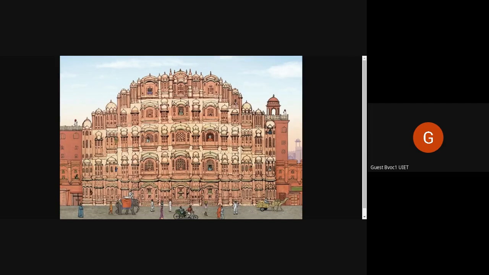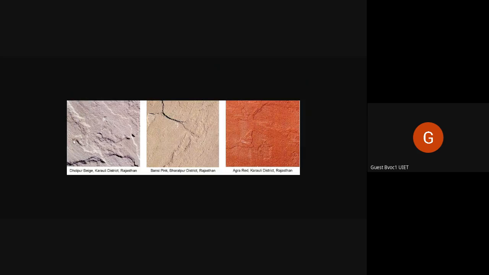And sandstone is available in beige color, pink color, and red color. In Dholpur, in Karauli district in Rajasthan, you'll get beige colored. I'll show you. See, in Dholpur you get beige. Then in Bharatpur you get pink, and in Agra you get red sandstone.